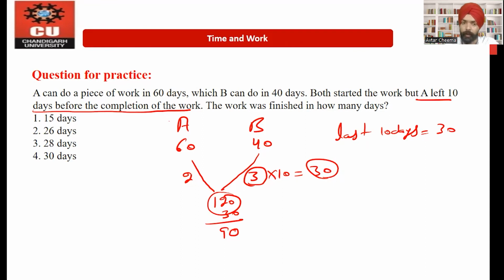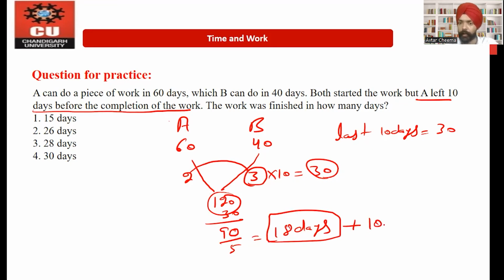So now the combined efficiency of these two is 2 plus 3, which is 5. So can I say divided by 5? So they take 18 days. That means for 18 days they are working together. After that, only B is working for the next 10 days. So the work was finished in 28 days.